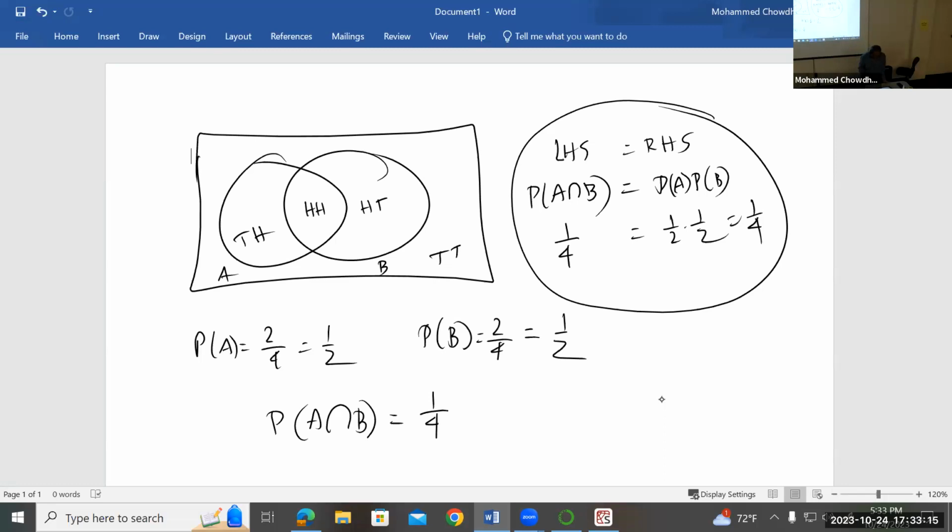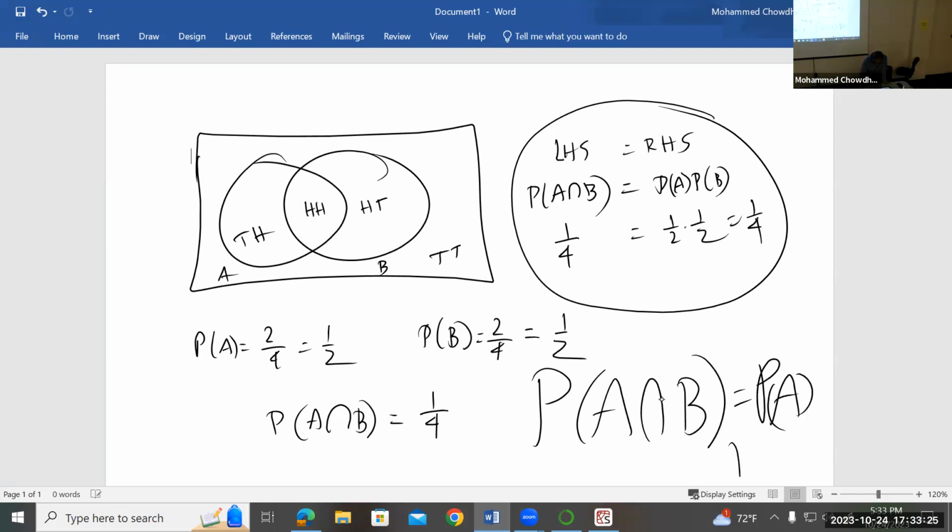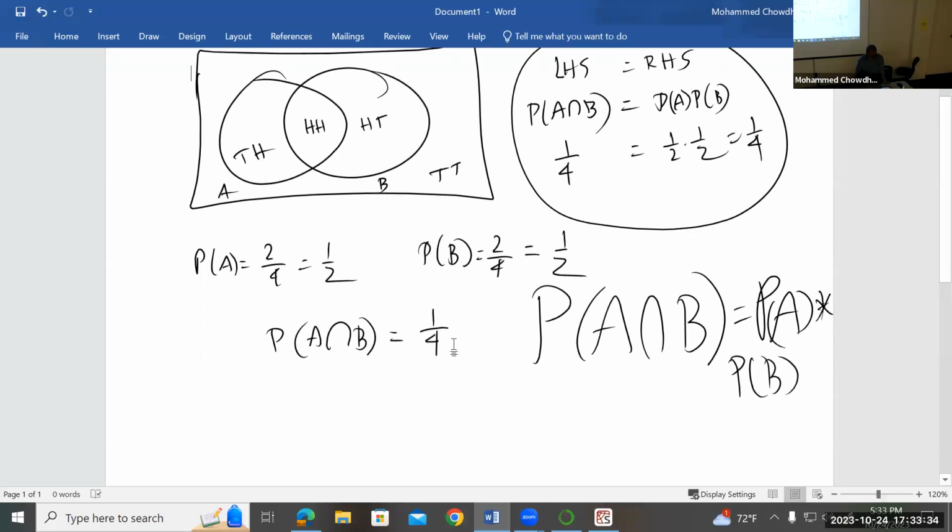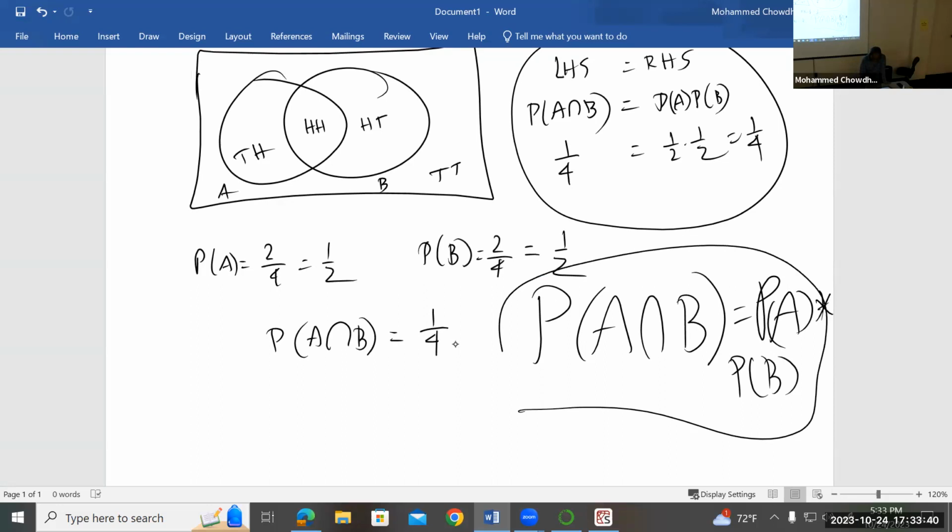So final words is what? This is the way. Anytime if I ask you to check whether two events are independent or not, you will do this: probability of A times probability of B. Understand? If I ask one question in the exam, check whether two events A and B are independent or not, you are going to check these things. And then if left hand side equals right hand side, then they are independent. If left hand side is not equal to right hand side, they are not independent.